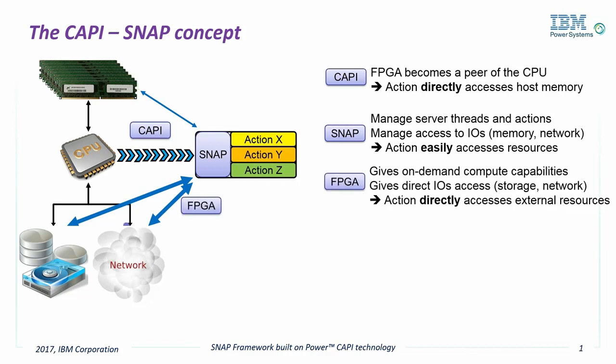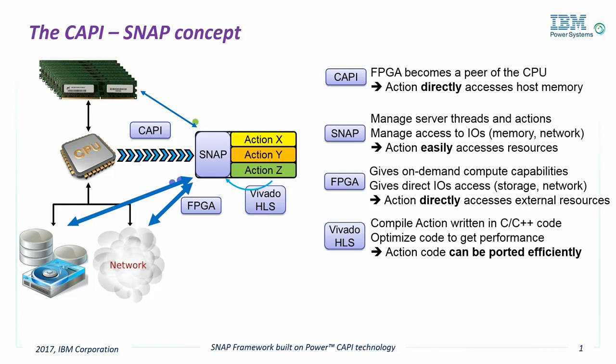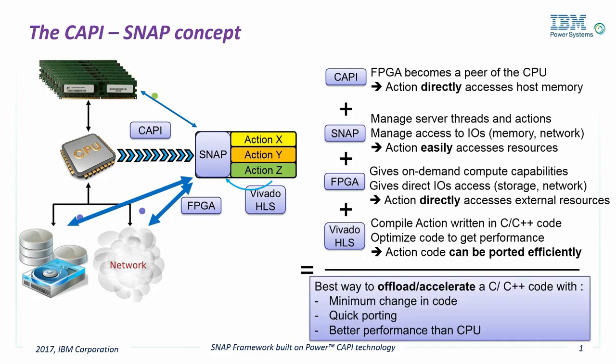The Snap infrastructure and actions all reside on an FPGA card that has direct access to additional storage and resources, as well as the host. Finally, the Vivado toolset assists in creating the FPGA images with the Snap infrastructure. Altogether, this provides the fastest time-to-market data center FPGA platform available, all with the CAPI attributes of virtualization, security, and reliability.